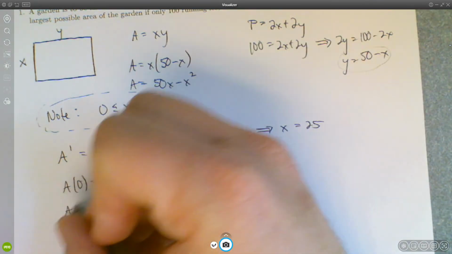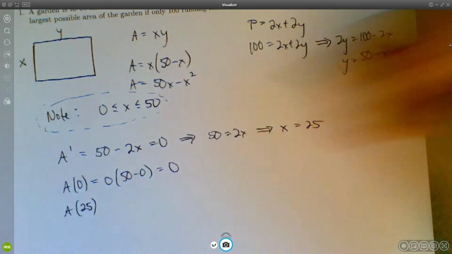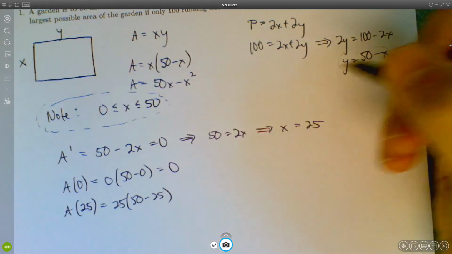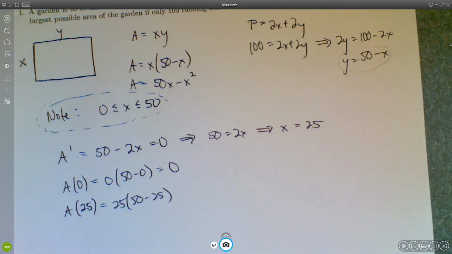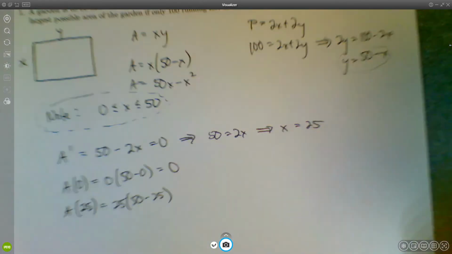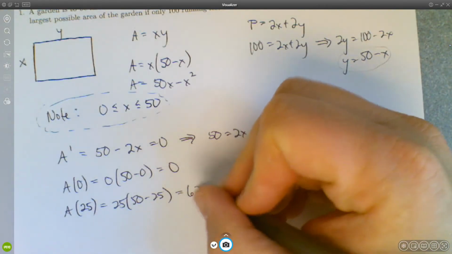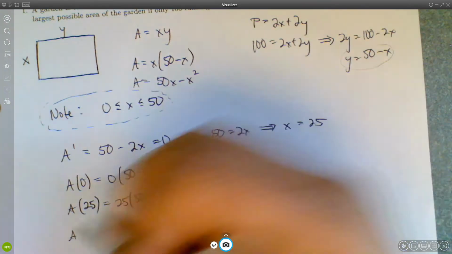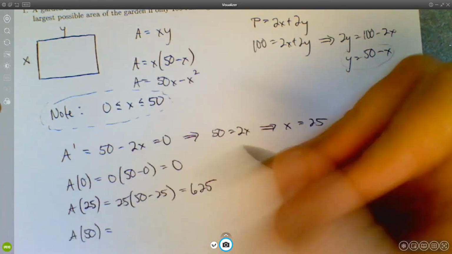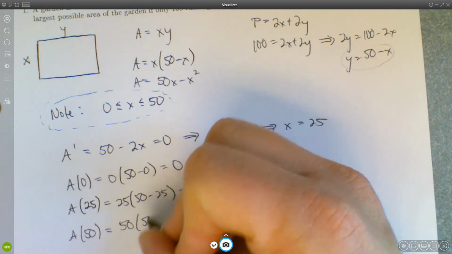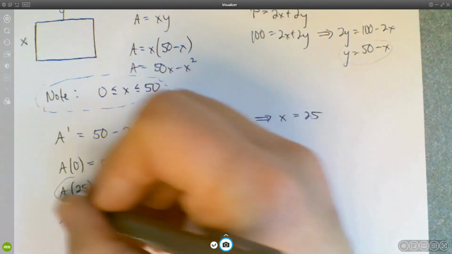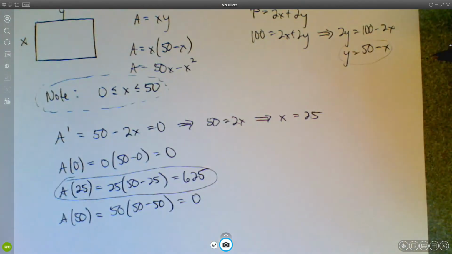What's the area when x is 25? Well, then it would be 25 times 50 minus 25. In other words, 25 times 25, which is 625. I should have known that, but I had to use my calculator. Okay, and then what's the area when x is 50? That would be 50 times 50 minus 50. Well, that's just 0 again. Okay, so clearly this maximizes things, right?